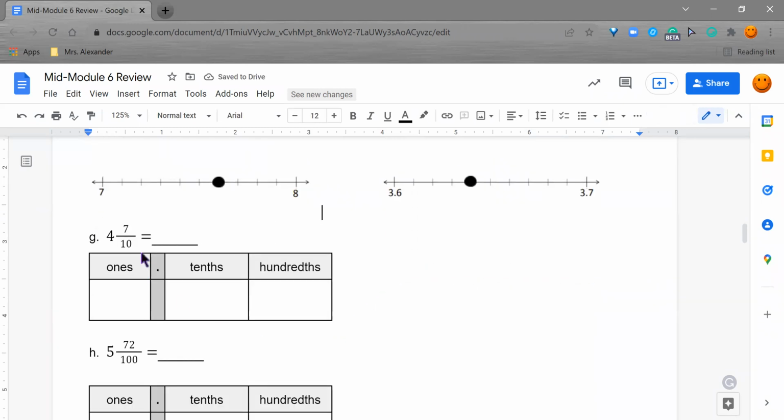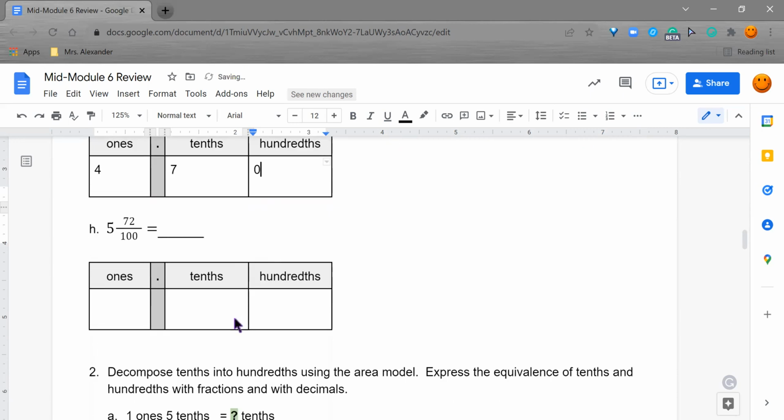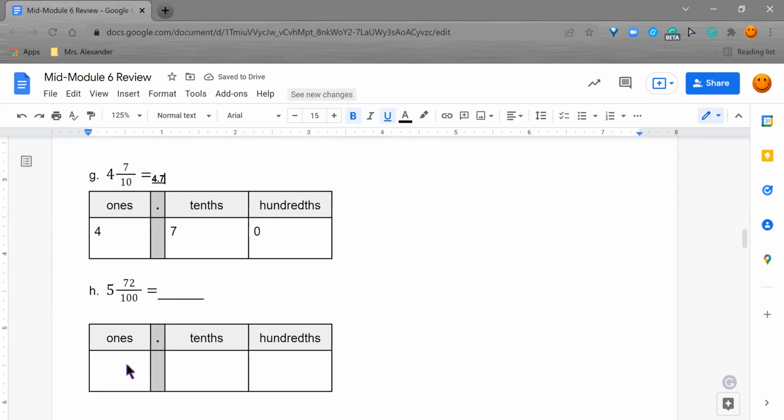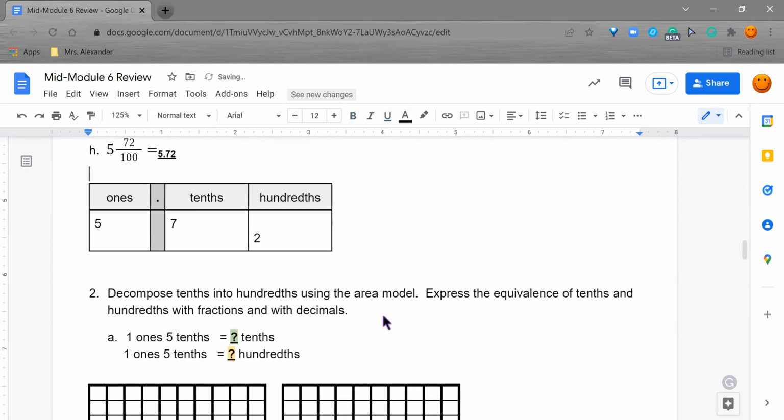Okay, let's move on. We have 4 and 7/10. So we're just writing it in the boxes. I have 4, 7, and I have 0 hundredths. Same here. So then right here, we get to rewrite it. So we're looking at 4.7. So here we have 5, we have 7/10, and 2/100. So right up here, we write it in decimal form as 5.72. Okay, great job so far.